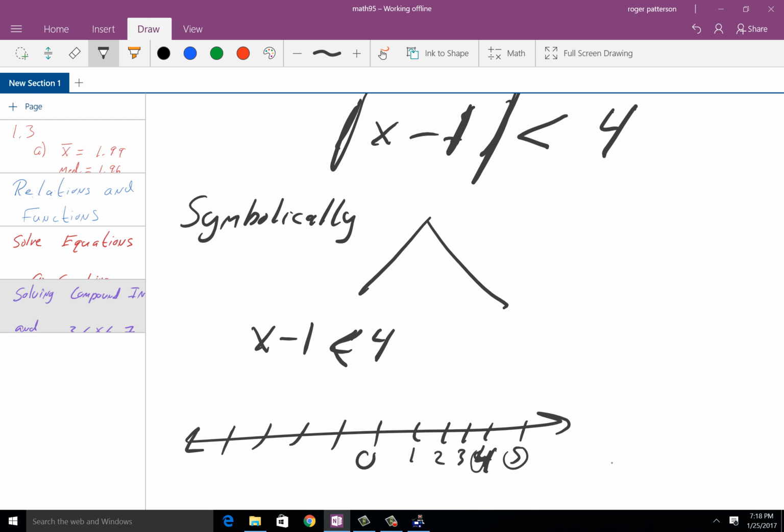I'm going to try to lasso this thing and get it out of here. There we go. That's kind of neat, isn't it? Then I'm going to do this. So x is less than 5. X is greater than negative 3. Okay? So, let me shrink this down a little bit.